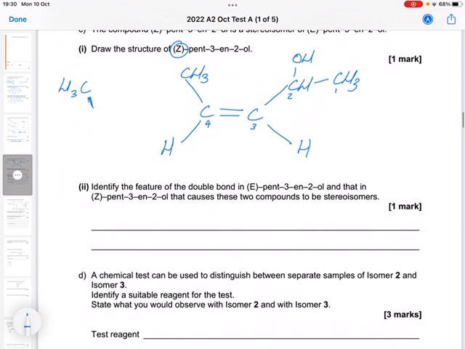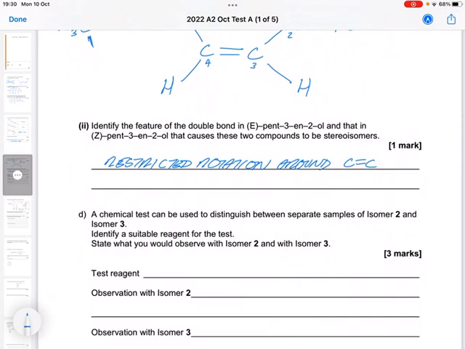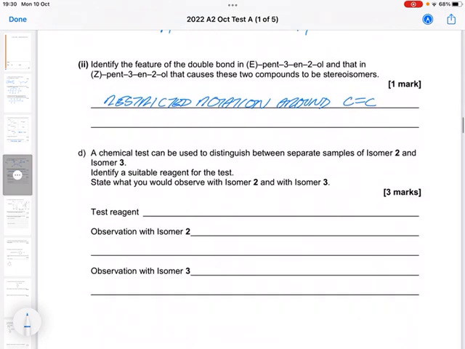Part 2: the feature of a double bond that causes these two compounds to be stereoisomers. So restricted rotation around the carbon-carbon double bond. And yeah, that's it for that mark.